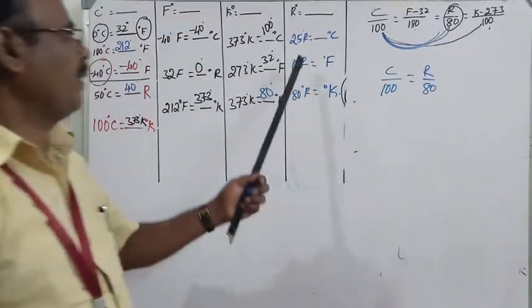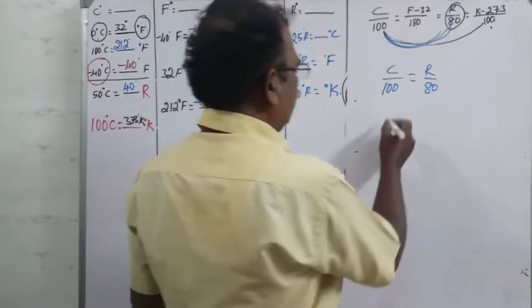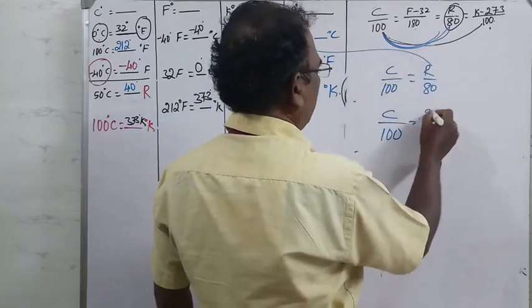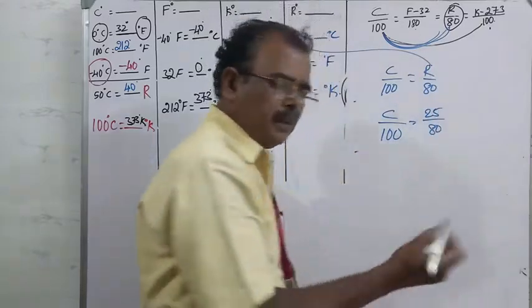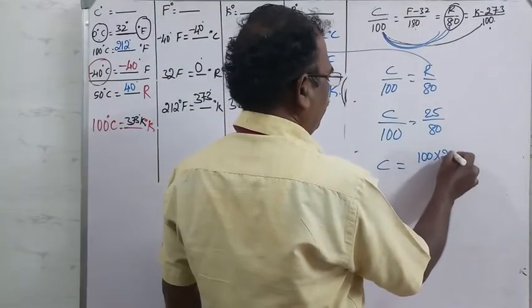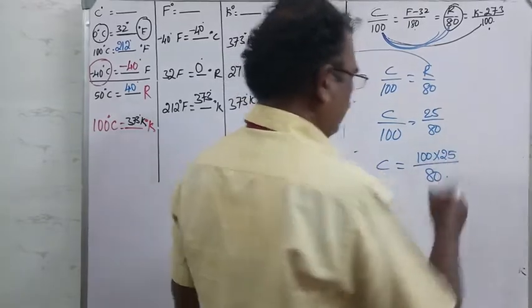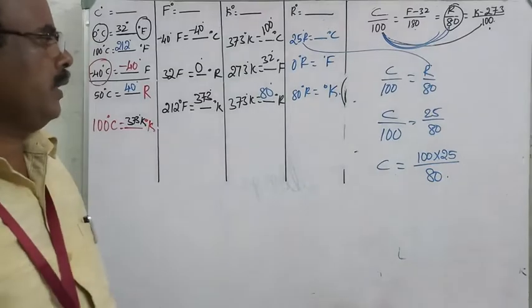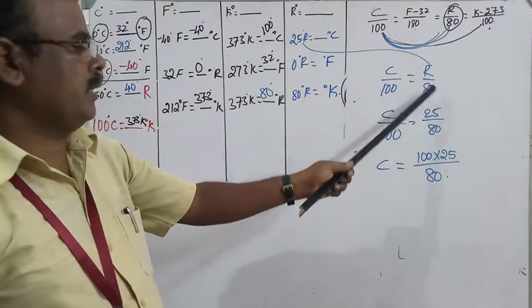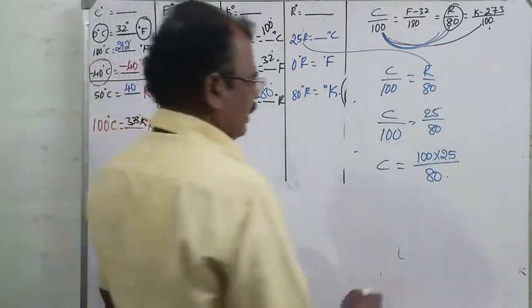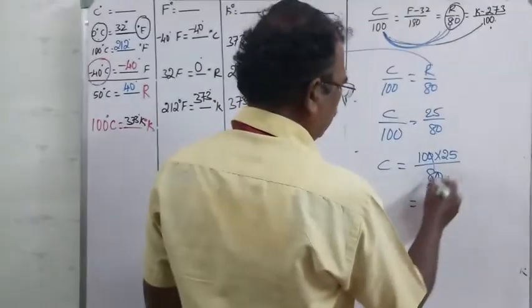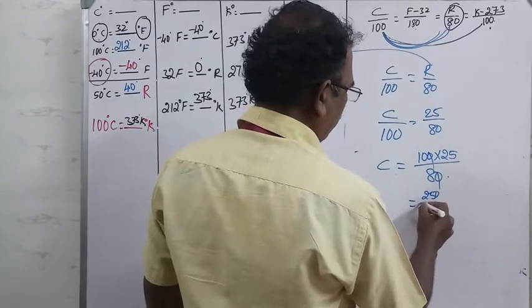What is the value he has given? R he has given, that is 25. So C by 100 is equal to R by 25 divided by 80. Make the cross multiplication: C is equal to 100 into 25 divided by 80. Make it 0, 0, so now we are getting 250 divided by 8.